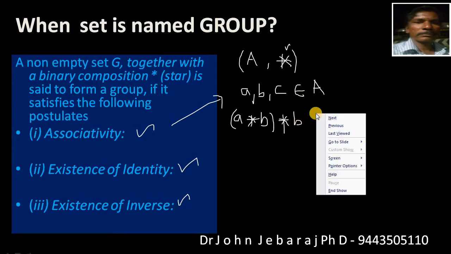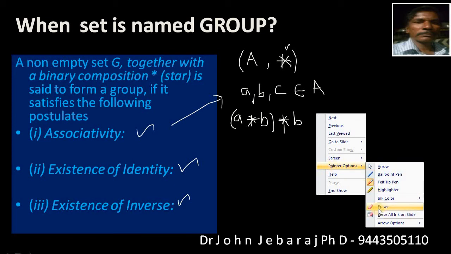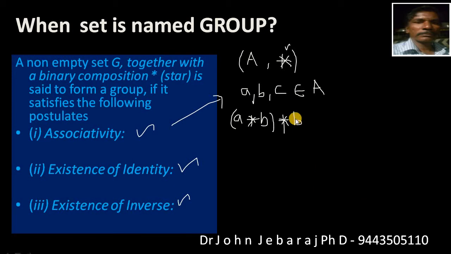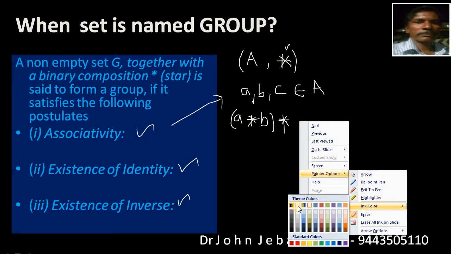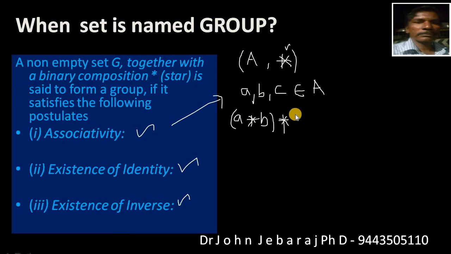I made a mistake there, so I have to erase that. I am taking the third element, C. Now I am changing the order. First I am taking B and operating this binary operation on C. You will get a resulting element, and that resulting element must be associated with the first element A.